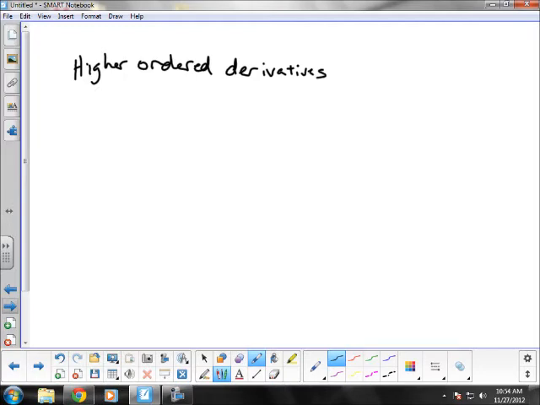Same thing here. You just do the first derivative and then you do the second derivative. So let's find the second derivative of y with respect to x twice. That's what that means, finding the second derivative of y with respect to x twice.